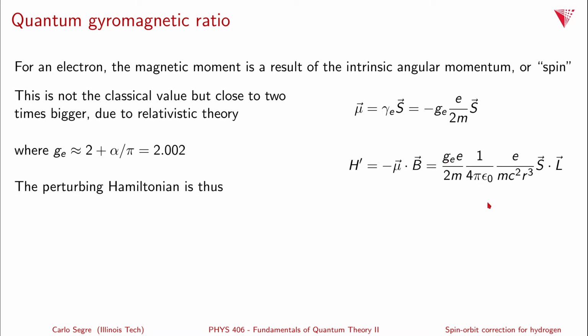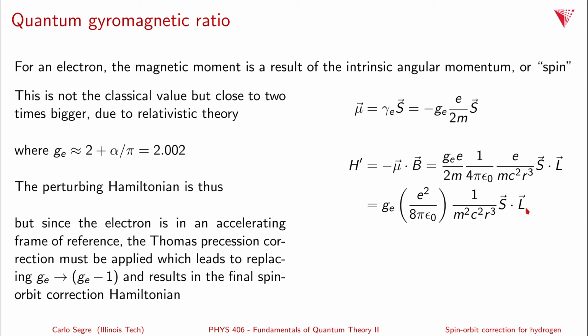And you have all these factors in front: g sub e times e over 2m times 1 over 4 pi epsilon naught times e over mc squared r cubed. If we simplify this a little bit, we get g sub e times e squared over 8 pi epsilon naught times 1 over m squared c squared r cubed S dot L.